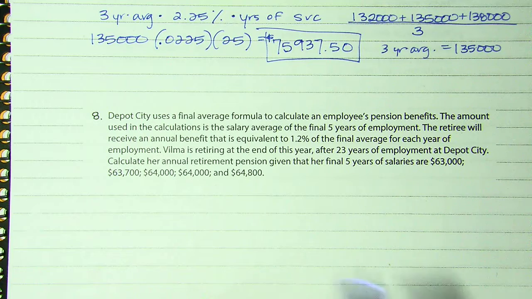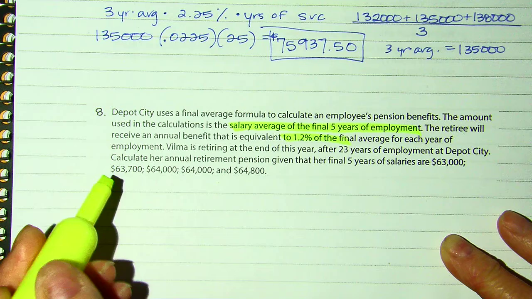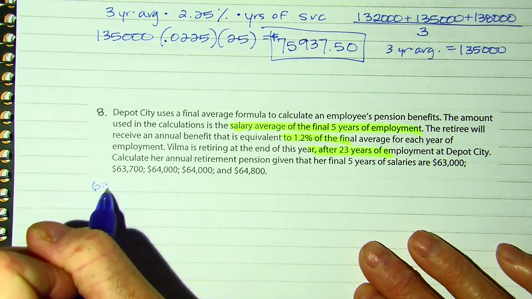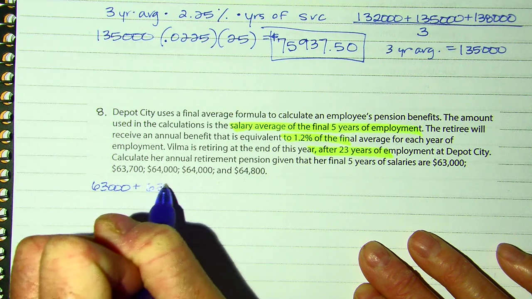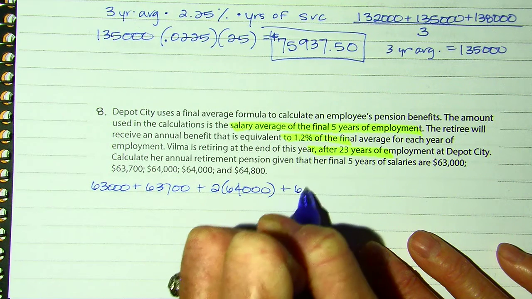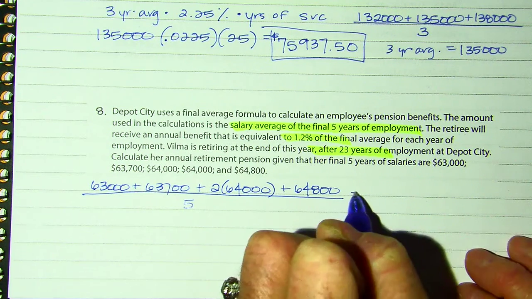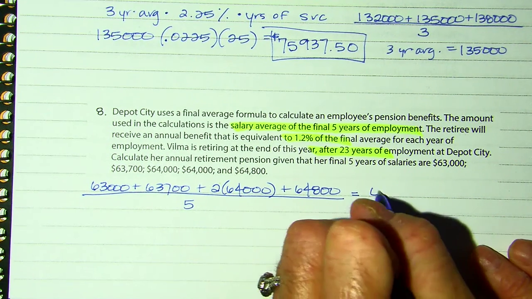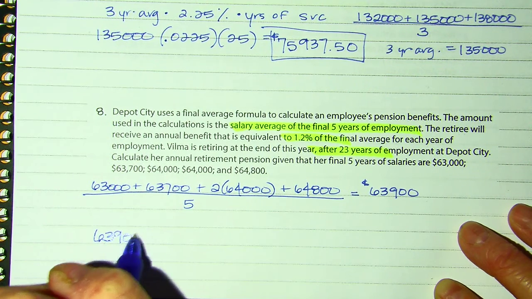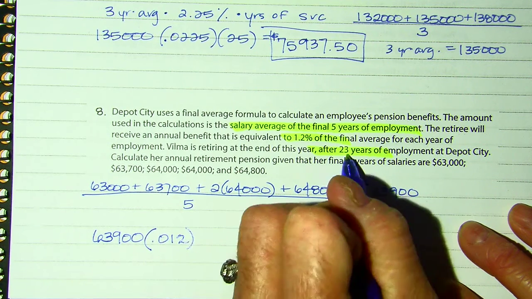Number 8, very similar. It's the salary average of his final 5 years times his percent times the number of years she's been working. So let's find her 5-year average. So 63,000 plus 63,700 plus 2 times 64,000 plus 64,800 divided by 5. And I got that her 5-year average is 63,900. So it says to multiply 5-year average times your multiplier, so 0.012, times the number of years you've been working.